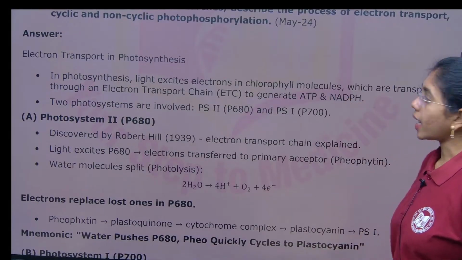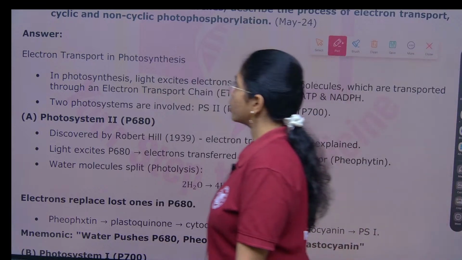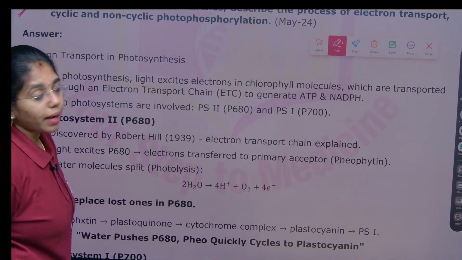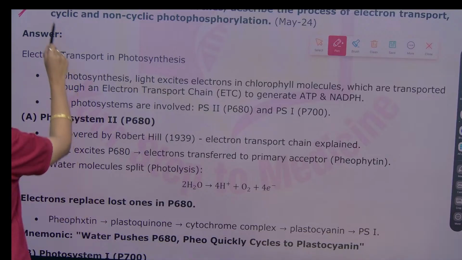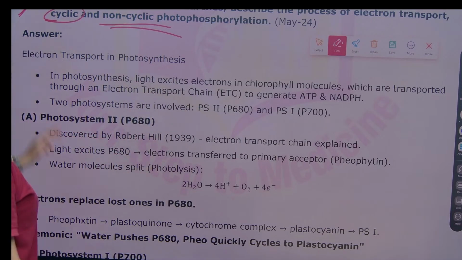Here, the second question you see, this is the most important question, asked n number of times. This is on cyclic and non-cyclic photophosphorylation. In the light of modern researchers, describe the process of electron transport, both cyclic and non-cyclic photophosphorylation. First, the electron transport system in photosynthesis. You have to explain what is the electron transport system.